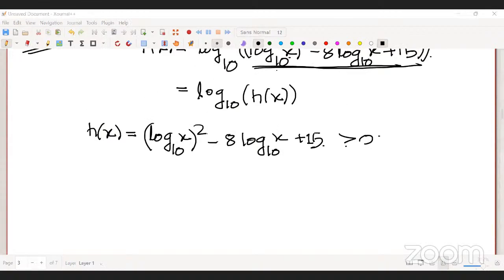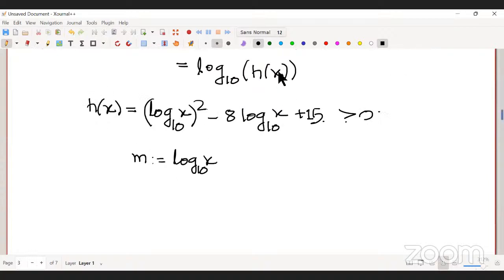So basically you have some square, then you have the linear term, and you have some constant. Now you try to solve it as a quadratic. Instead of writing log 10x again and again, I'll simply replace it as m. From now on m represents this thing.